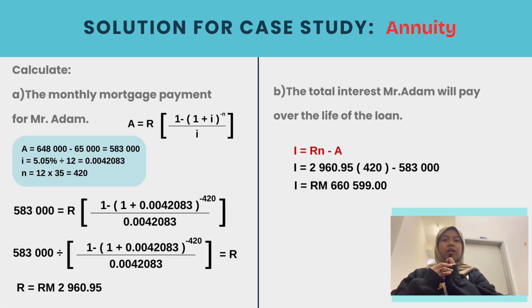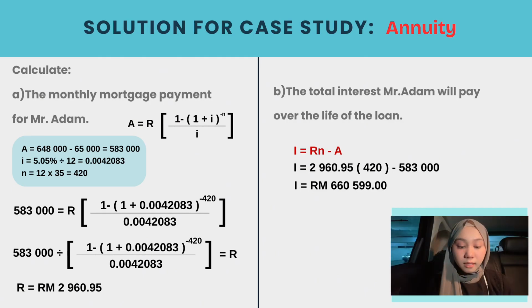For question A, the monthly mortgage payment for Mr. Adam, the formula is A equals R times bracket 1 minus bracket 1 plus I to the power of negative n, over I. 583,000 equals R times bracket 1 minus bracket 1 plus 0.0042083 to the power of negative 420, over 0.0042083. The answer is RM2,960.95.